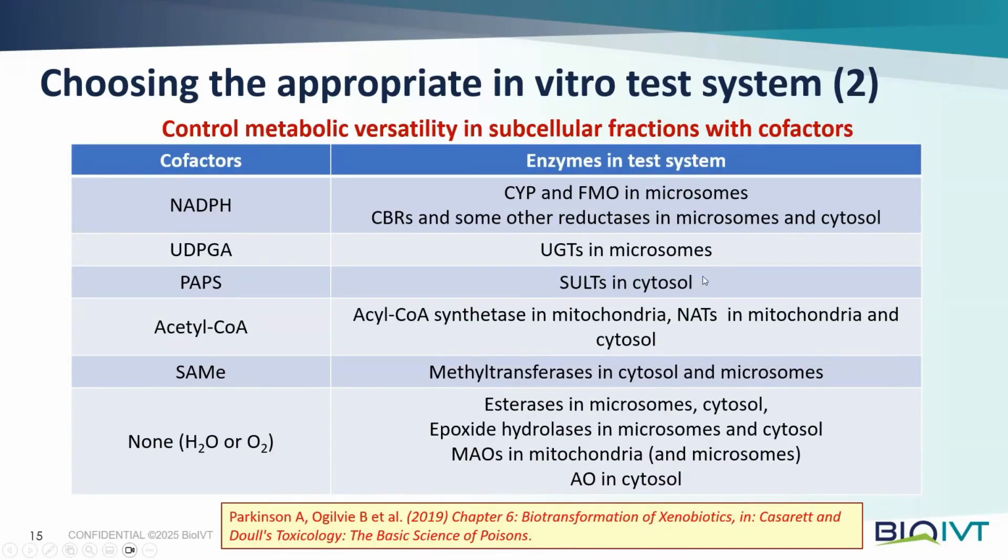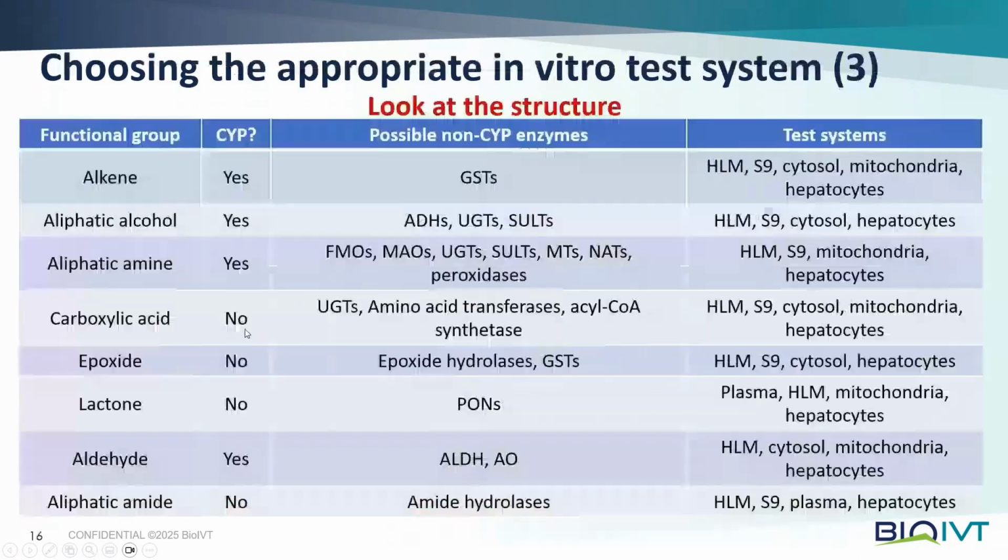And I should mention, these next tables are from a chapter that I wrote with Andrew Parkinson from 2019. The chapter is Biotransformation of Xenobiotics, which is in Casarett and Doull's Toxicology: The Basic Science of Poisons. So another table from that, choosing an appropriate test system. One of the first questions I typically ask a client or internally is, what is the structure? And from this, you can glean quite a bit of information.